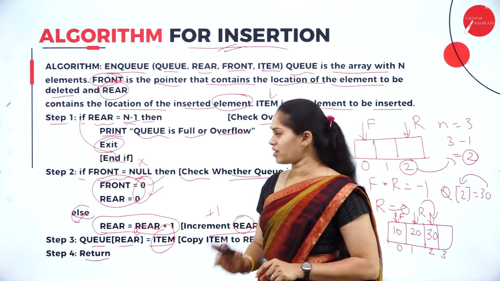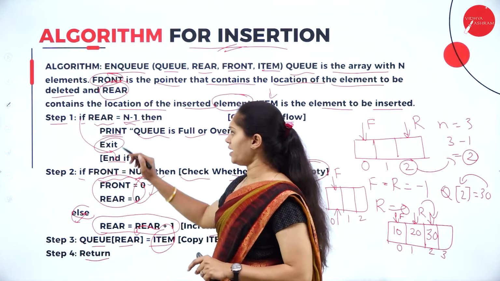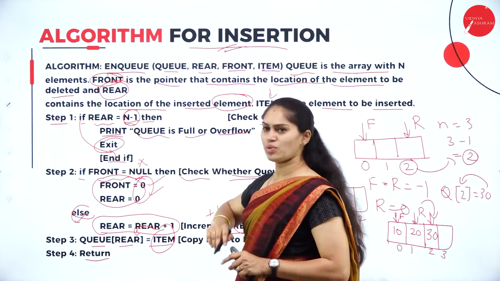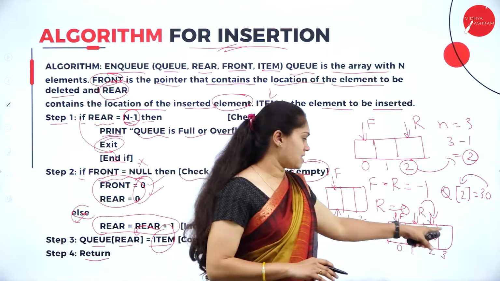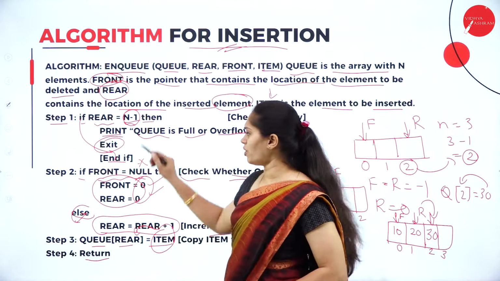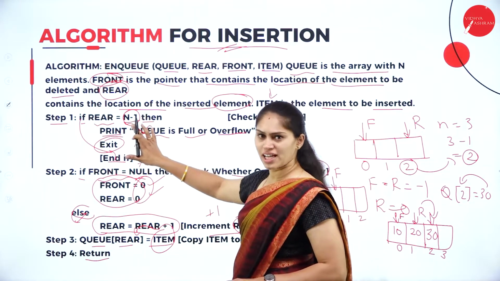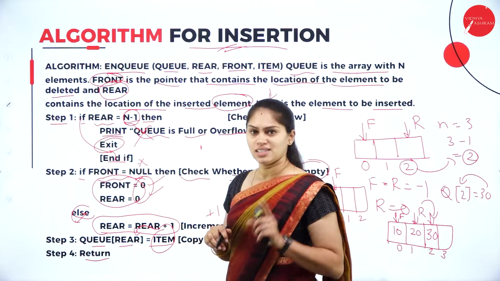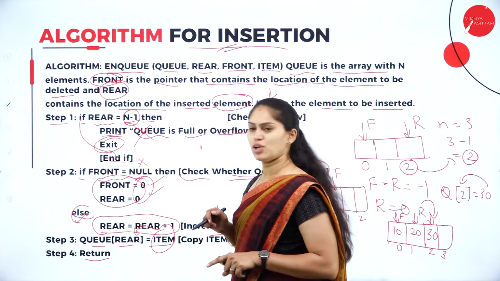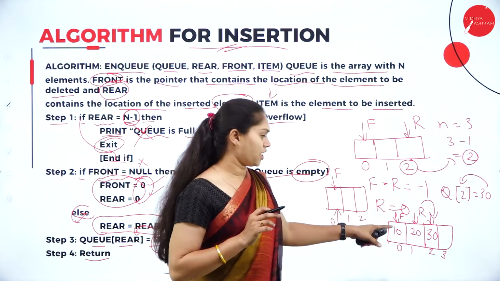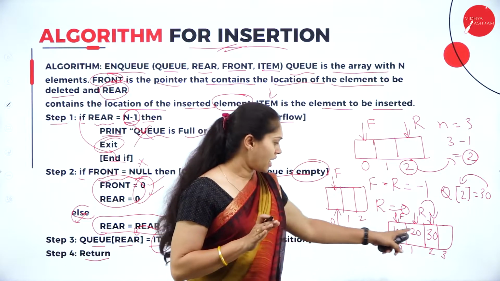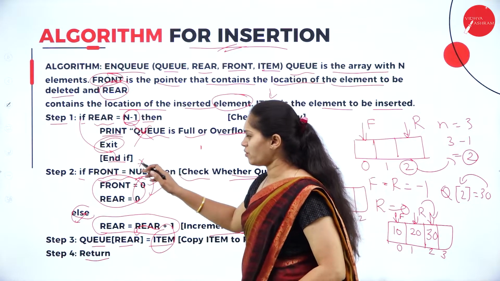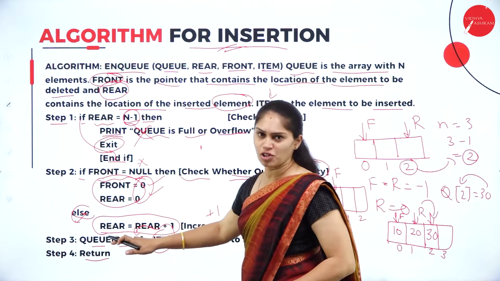Fine. So if I am done with the insertion or enqueue operation, then it will exit or return to the main function. Again, if I wanted to add an element, then I will come here. Is the rear pointing to n-1, the last element? No, right? This part is not going to take place. That means Q is not full. So it will come to the next step. Is front equal to null? No, because it has some elements.